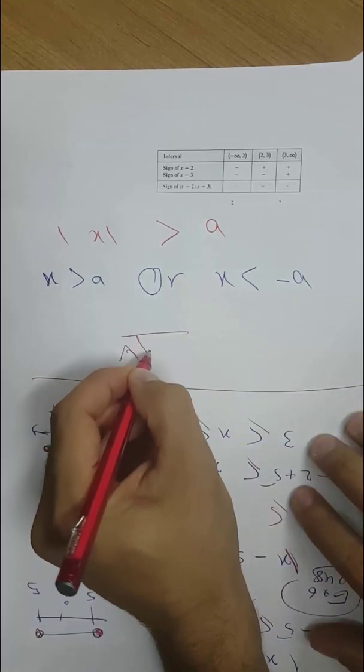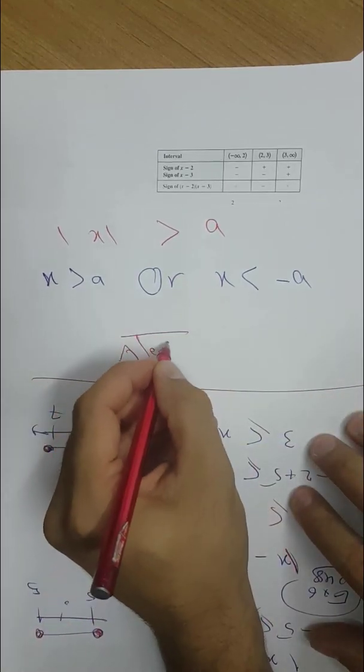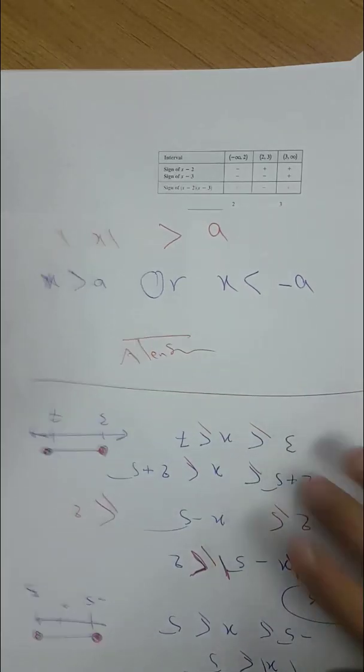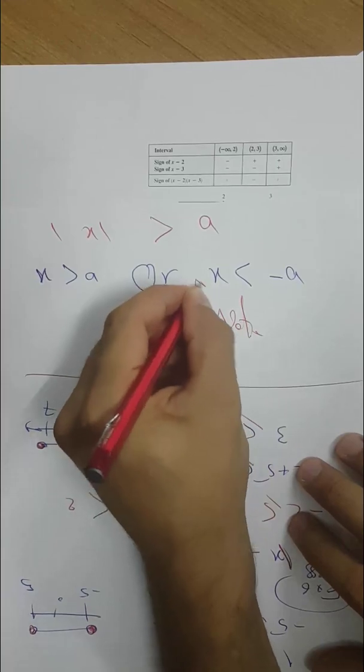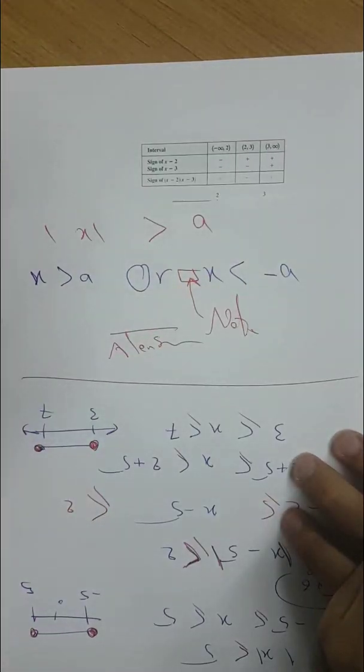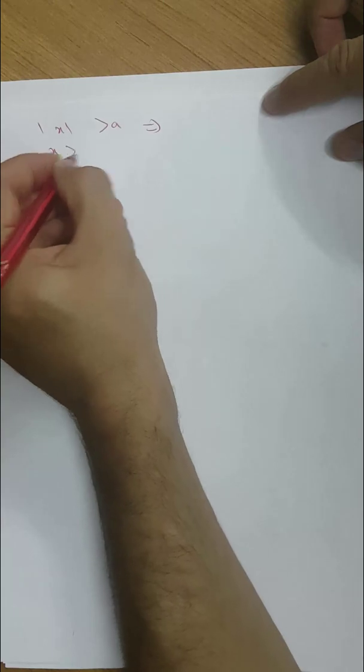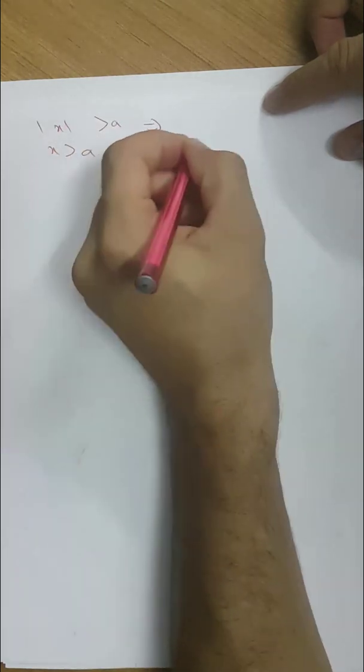Okay. Do not put it there. There is no negative. Now I'm going to repeat it for you. In case you have absolute value of x greater than a, directly I say x greater than a itself, or x less than minus a. Just I'll put minus here.